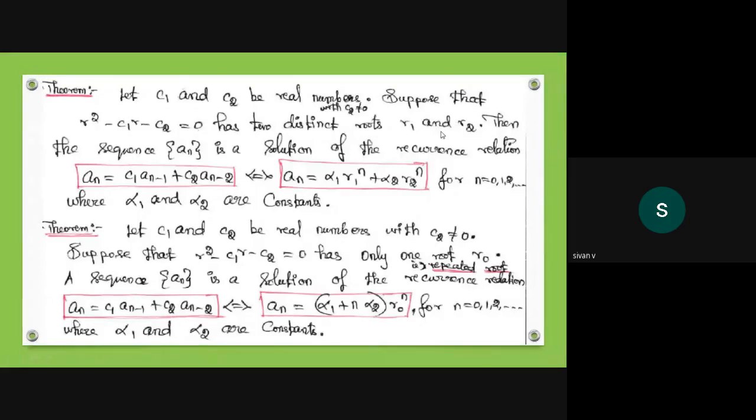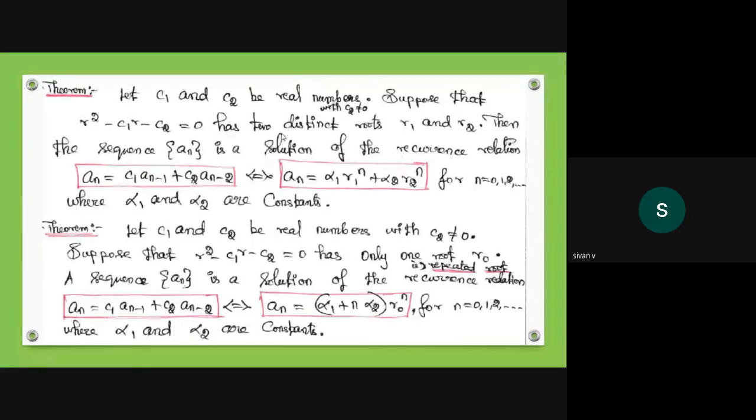Then the sequence an is a solution of the recurrence relation an equal to C1 an minus 1 plus C2 an minus 2, where a is replaced by r. Therefore, an equal to alpha 1 r1 power n plus alpha 2 r2 power n for n equal to 0, 1, 2, and so on, where alpha 1 and alpha 2 are constants. These are for distinct roots.